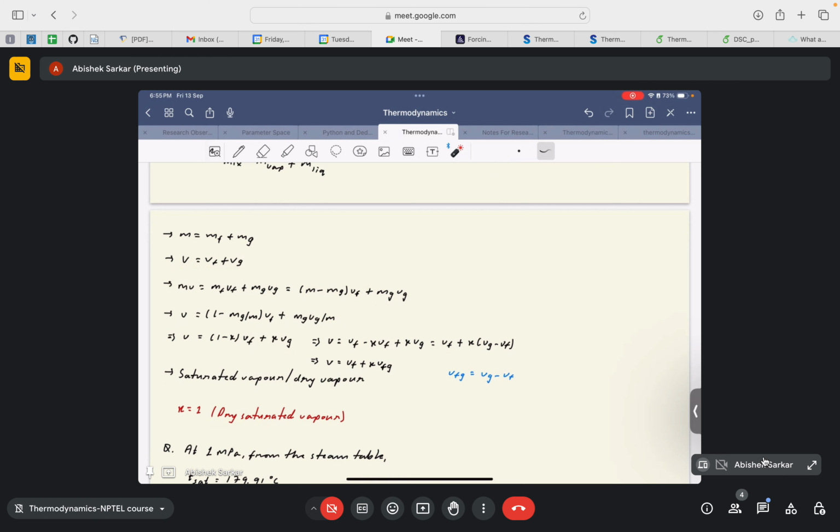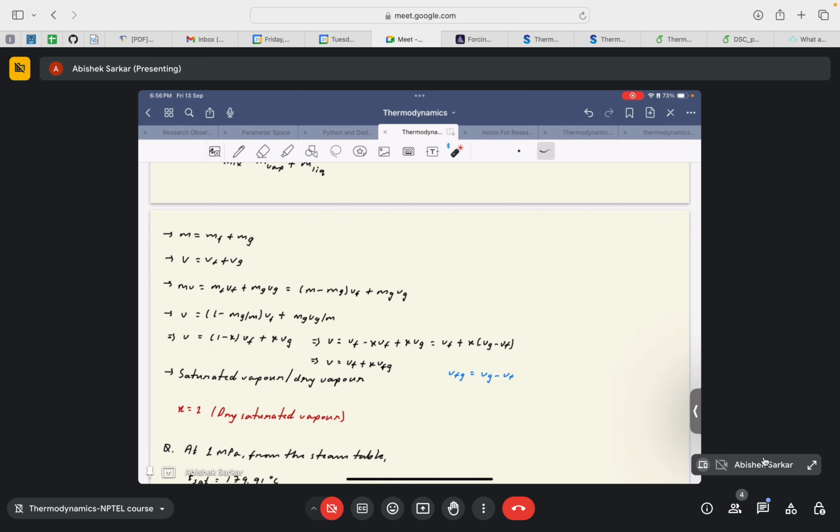So if we take the mass m in the denominator, we will get that v is equal to (1 minus mg by m) into vf plus (mg by m) into vg. Okay, and we know that mg by m is the dryness fraction x. So we will get v, or the specific volume, equal to (1 minus x) vf plus x vg. Okay, or we can play with this expression further to get that the specific volume v is equal to vf plus x vfg, where vfg is vg minus vf. Okay, or basically the difference in the volume of the gas and the fluid.